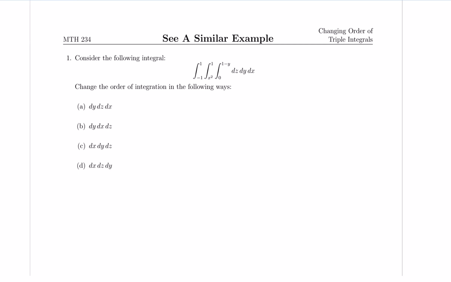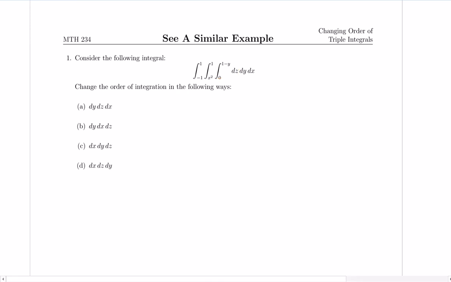So let's look. The first integral here, the z integral, goes from 0 to 1 minus y. So that means that the bottom of this region is just z equals 0, the xy plane, and the top is the plane z equals 1 minus y. So whatever it looks like, the bottom is the xy plane and the top is the plane 1 minus y equals z.